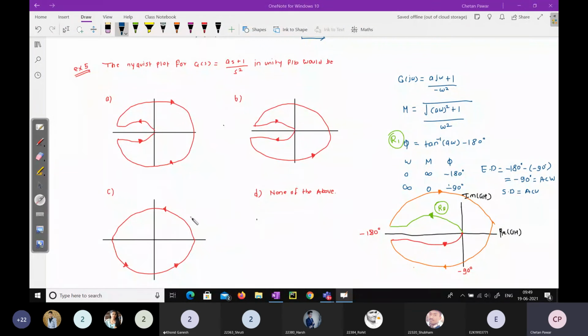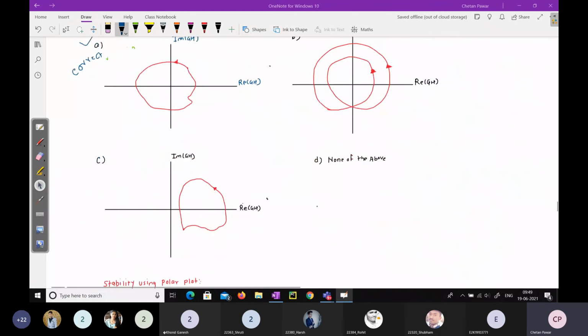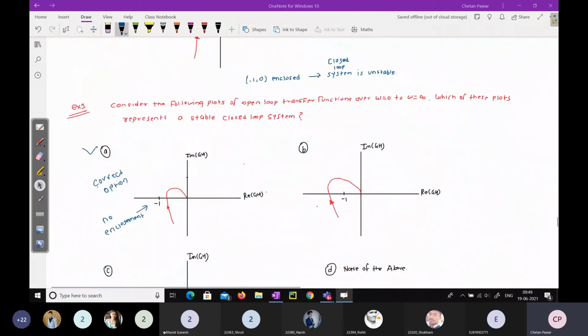If you have any doubt about this topic, you can ask me. Otherwise we can move to the next topic. Have you got the idea? Any doubt here? If any doubt is there, you can ask me.